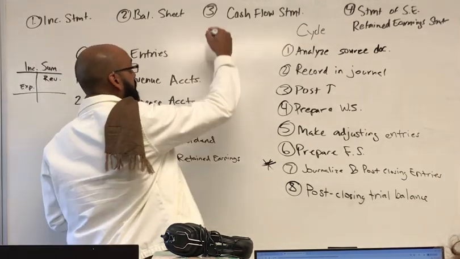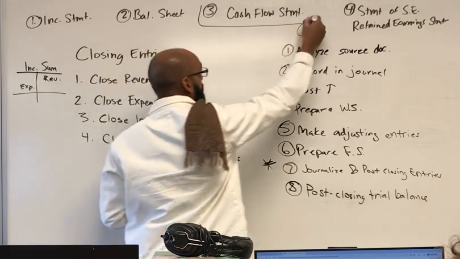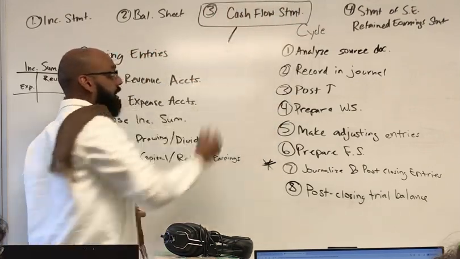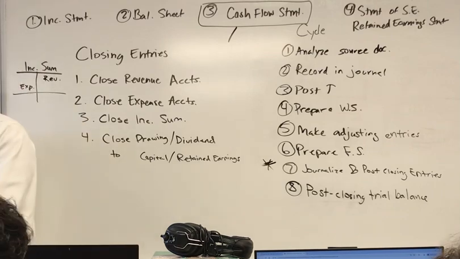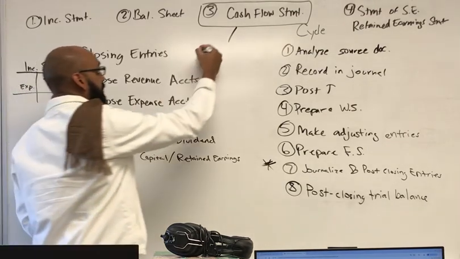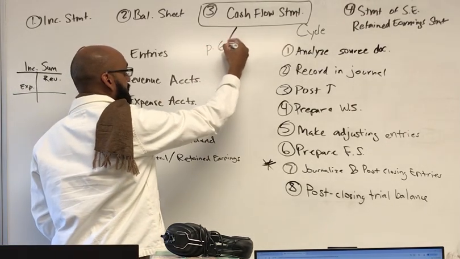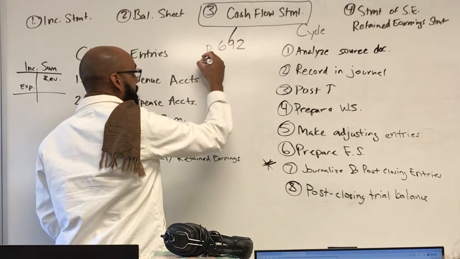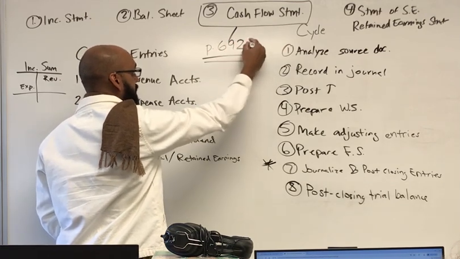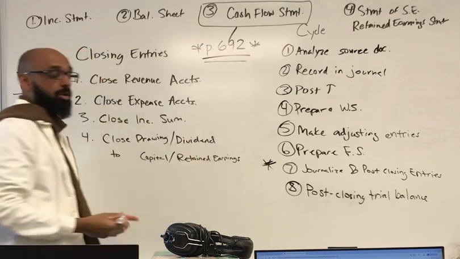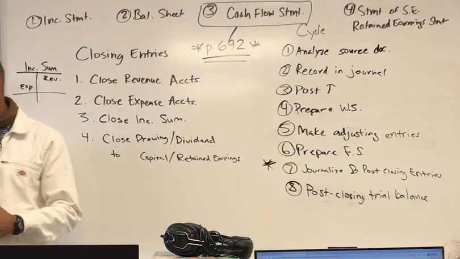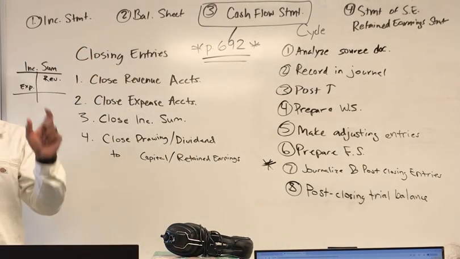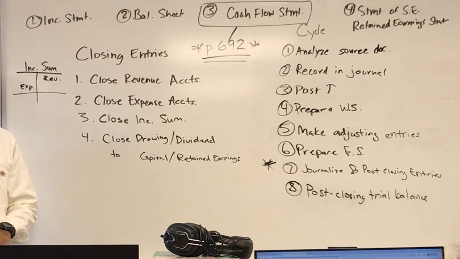Now, you guys need to pay a lot of attention to this one here because we didn't cover it in class. So it's not gonna come as naturally to you. So remember, that statement of cash flows is summarized on page 692 of the textbook. And so be sure that you spend some time looking at the statement of cash flows and understanding those different activities that fall into those categories on the statement of cash flows.